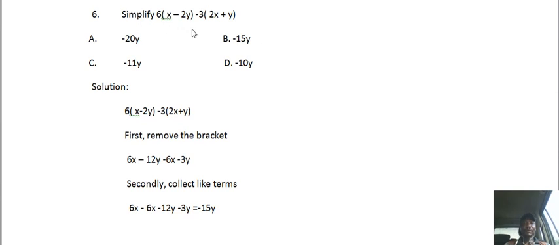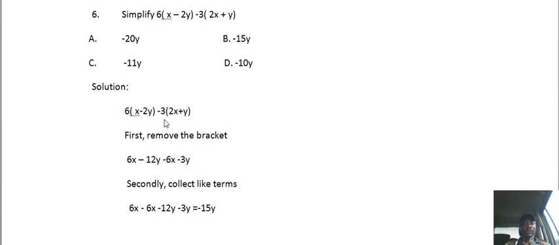Simplify 6 open bracket x minus 2y close bracket minus 3 open bracket 2x plus y close bracket. Now if you look at this, you have option A minus 20y, option B minus 15y, option C minus y, and option D minus 10y. So let's look at the solution here now. We have 6(x minus 2y) minus 3(2x plus y).